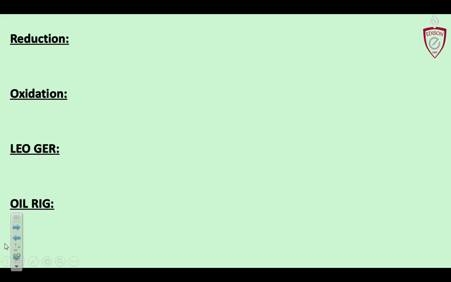I'm going to tell you right now, OIL RIG is one I use all the time, and I cannot do these problems if I don't write OIL RIG on the top of my page. So the first new vocabulary word is reduction. It's when an atom gains an electron, the oxidation number reduces. It gets lower. We've done this with ions back in the day.